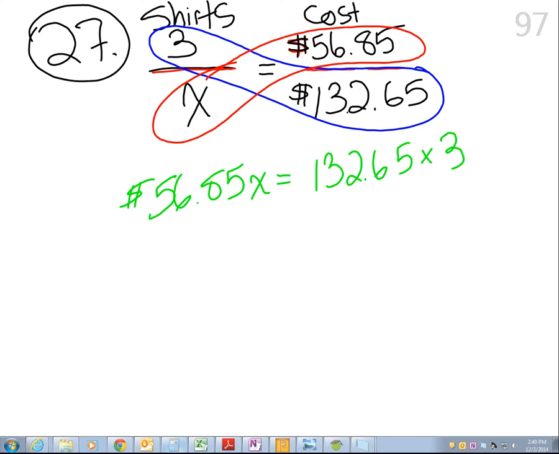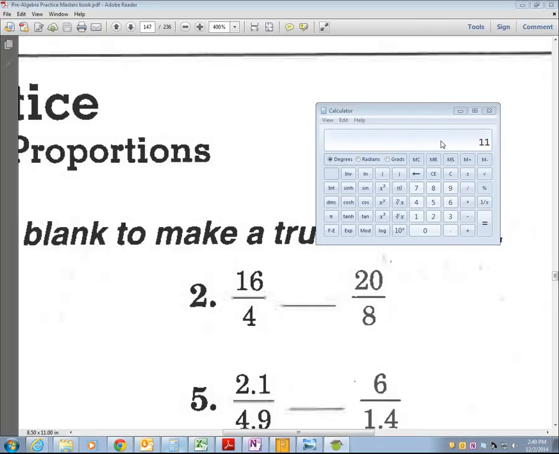It's too bright? I can do that. Now we're going to multiply those, and since that crazy teacher let you do your homework with a calculator, what do we have there? 3 times 132.65.